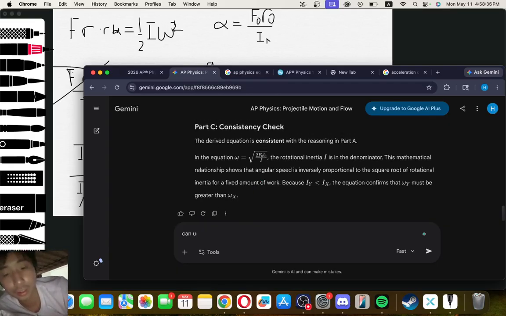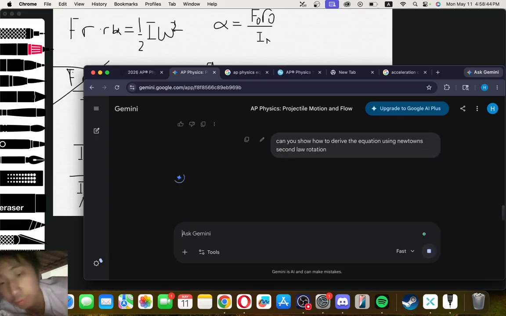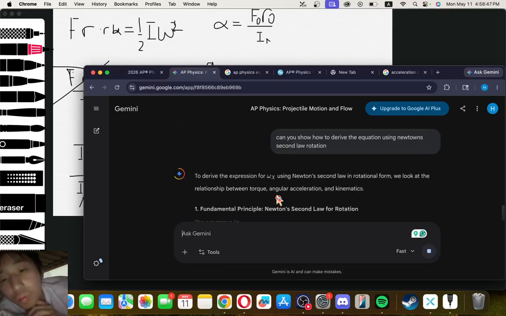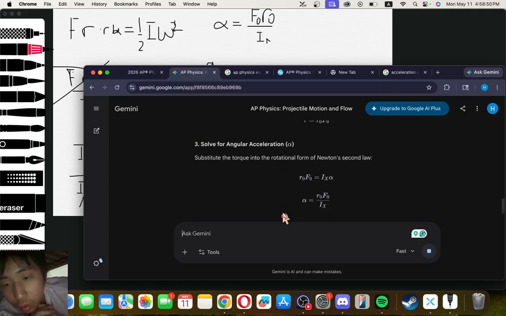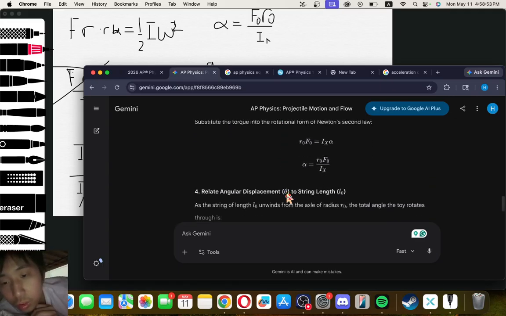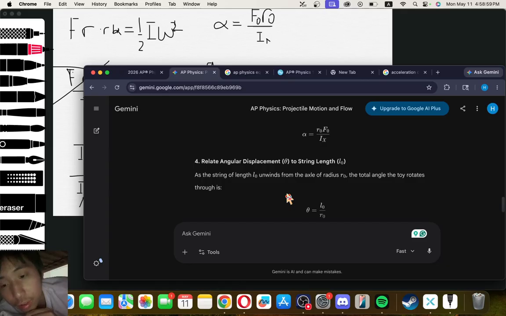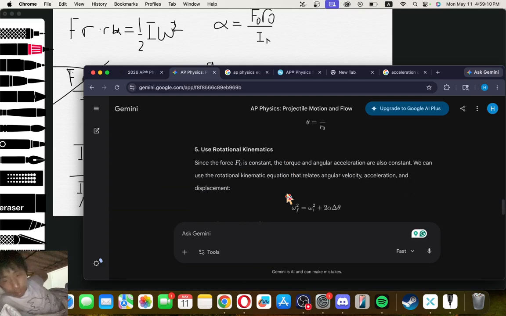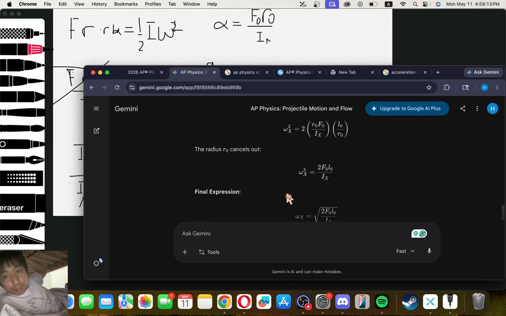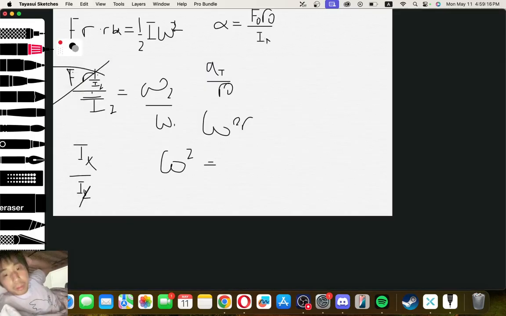Can you show how to derive the equation using Newton's second law of rotation? Okay. And theta equals L over R_O. Hold on, the length of the string over R_O was theta. Oh no, I might have been dumb as hell, bro.